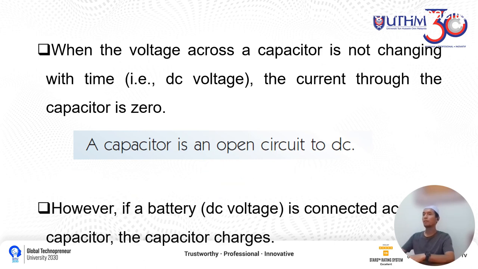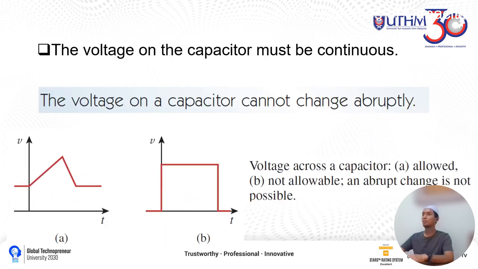However, if a battery is connected to the capacitor, the capacitor is charged. So the voltage on the capacitor must be continuous. Okay? So the voltage on the capacitor cannot change abruptly. It needs to be slowly charged and then slowly discharged, not a sudden increase or sudden decrease in the value of the voltage in the capacitor. Okay?